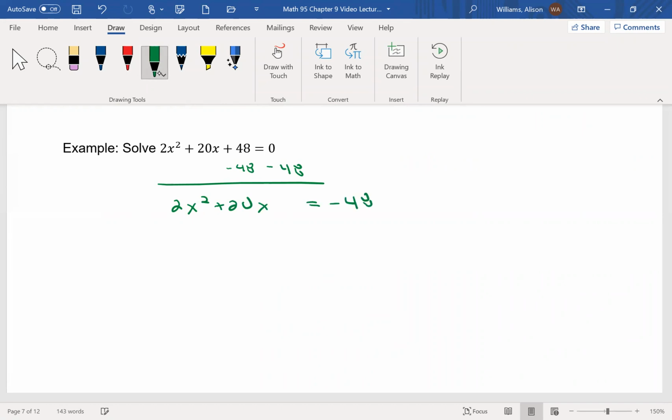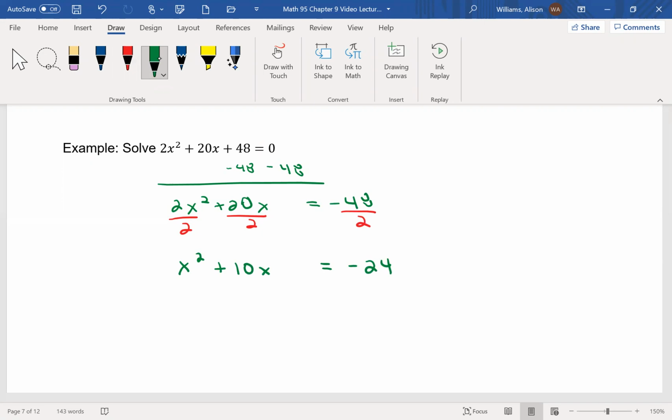All right. Second step, if A doesn't equal 1, we need to divide everything by A. So in this case, A is 2, and that's not 1. So I'm going to divide everything by 2. And what that's going to give me is x squared plus 10x equals negative 24.